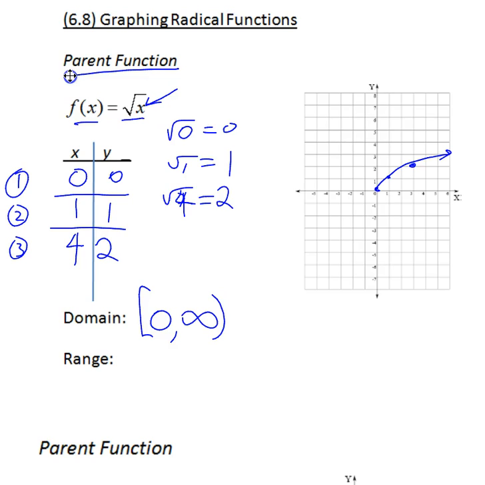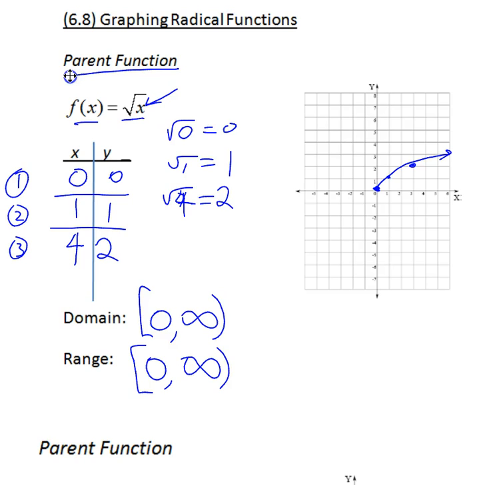What about the range? Range says look down to up. What's the lowest that this graph goes down to? It goes down to there, so it goes down to 0. And what's the highest it goes up to? Again, it goes up to infinity. So my domain and range are both [0, infinity). That's how you graph the parent function for the square root.